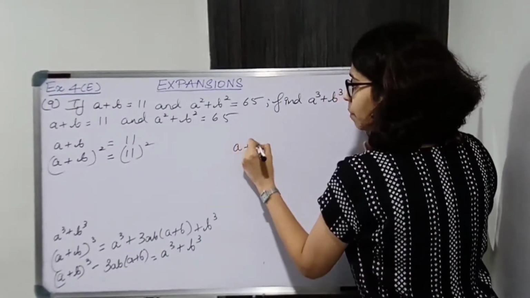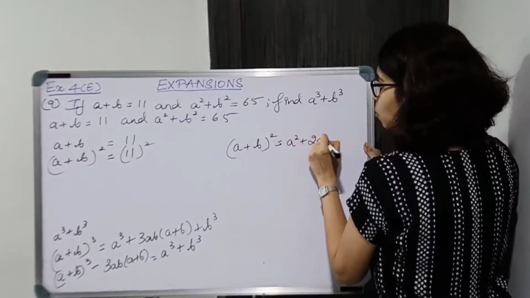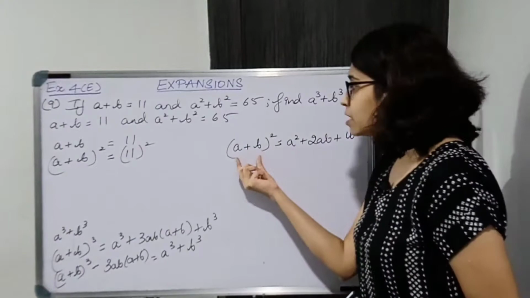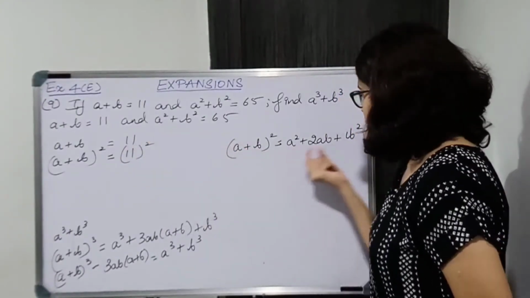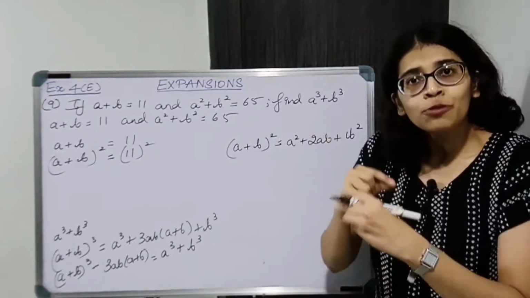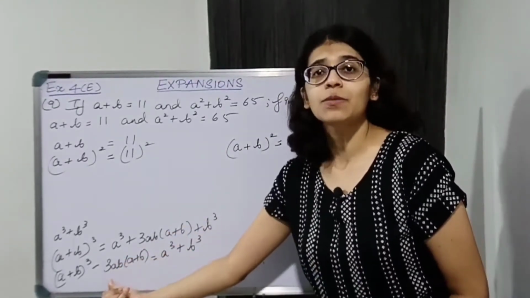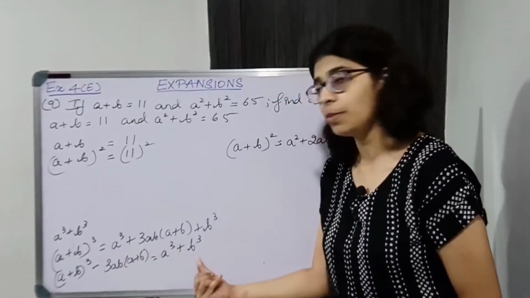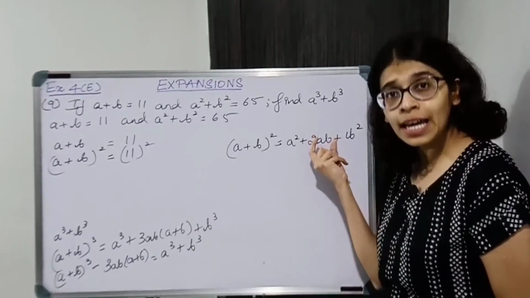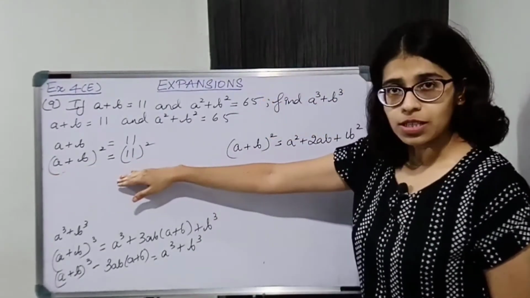Because we know a plus b the whole square is equal to a square plus 2ab plus b square. a plus b, we know. a square plus b square, we know. 2ab, we'll be able to find the value of ab. So once we get the value of ab, we can substitute that over here and find a cube plus b cube. Okay? So to find the value of ab, we will square this on both the sides.